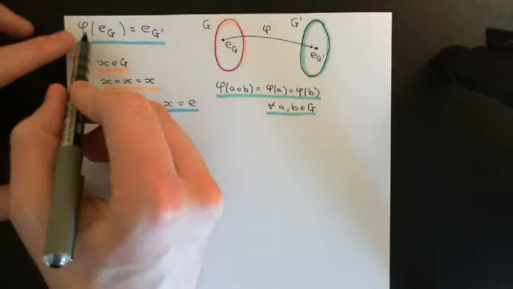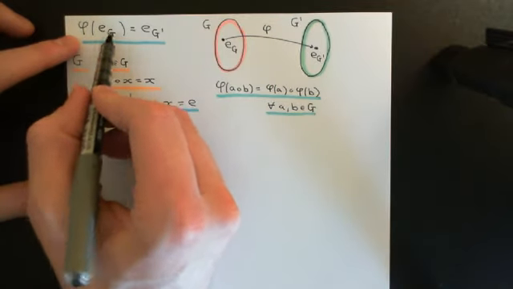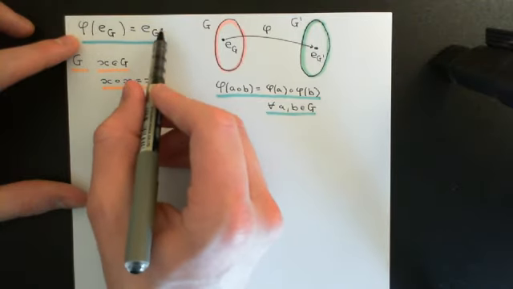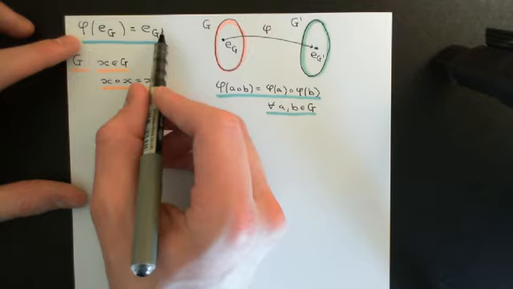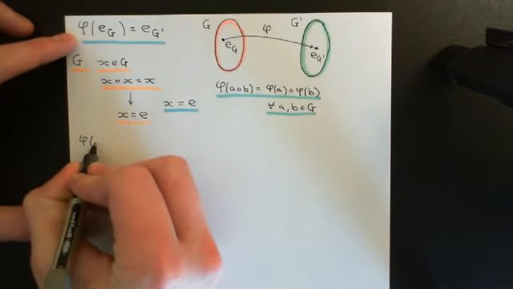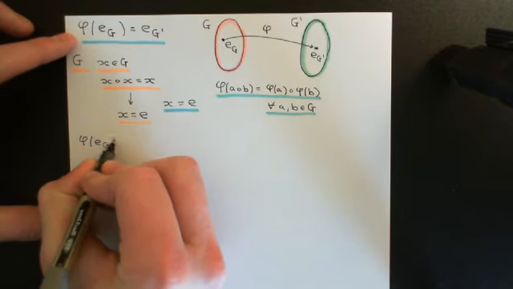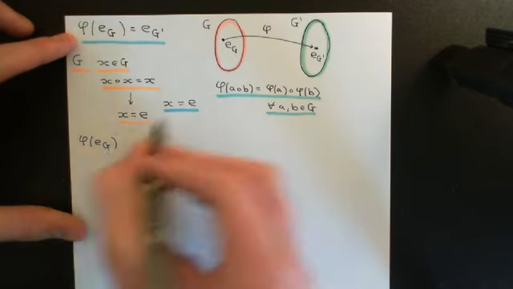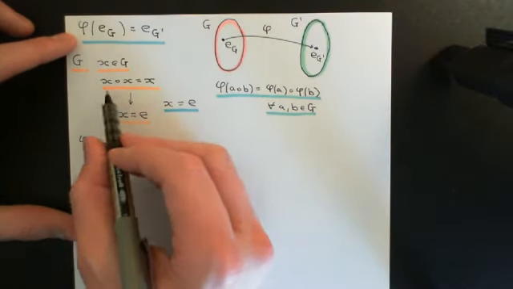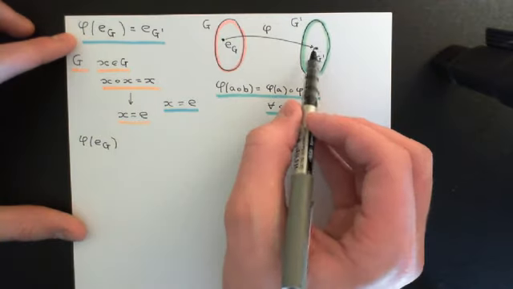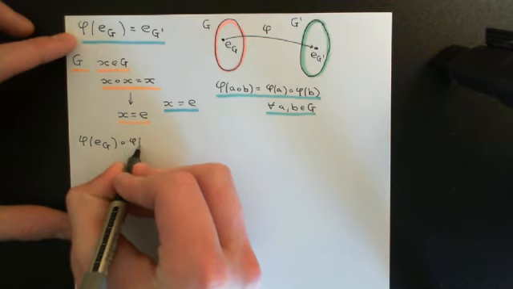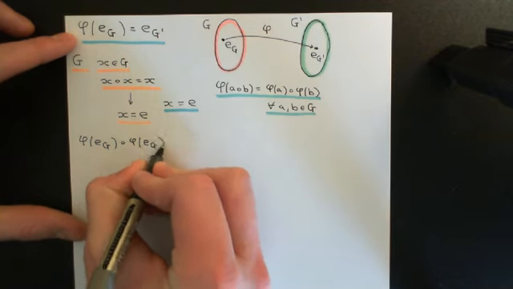Well, what I am trying to show you is that phi of the identity in the domain group, capital G, is equal to the identity in the codomain group, E at G prime here. Okay, so if I could show that this element, phi of the identity of G, composes with itself in the codomain group G prime to give itself back again, then I would have shown that this has to be the identity in G prime. Okay, so what I'm going to consider is what is phi of the identity of G composed with phi of the identity of G.